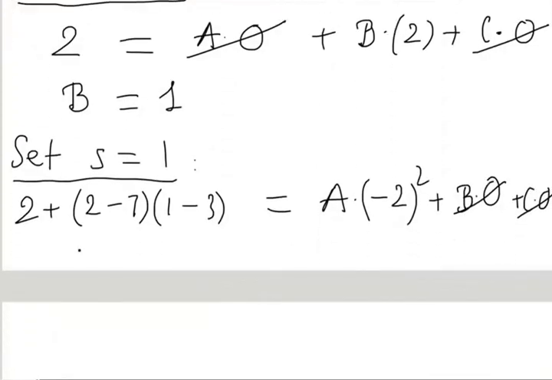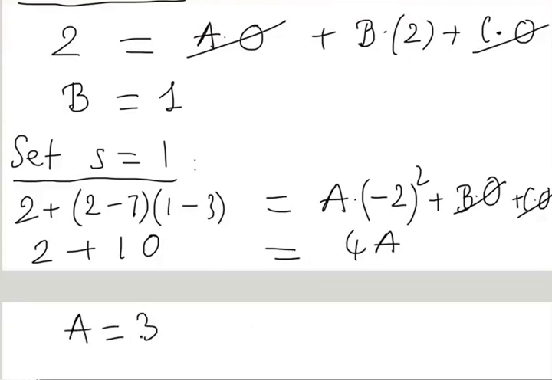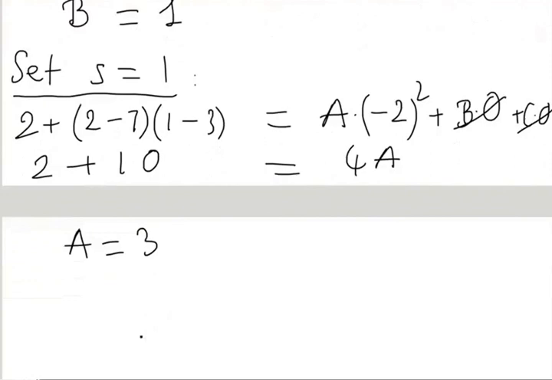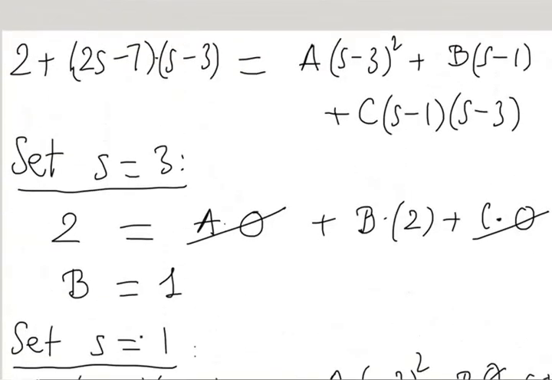From here, calculate this. 2 is in negative 5 times negative 2, 10, equal to 4a. So a equal to 3. Now we don't have any more special values of s. So we can plug in, say, s equal to 0 and solve for c.